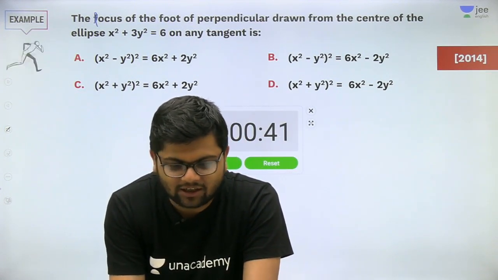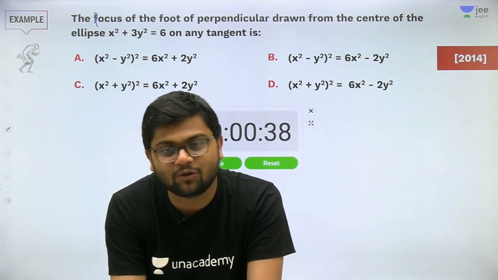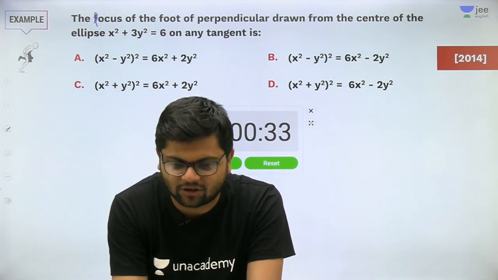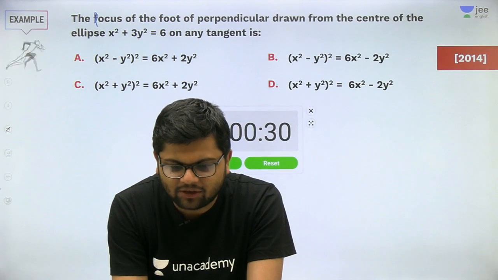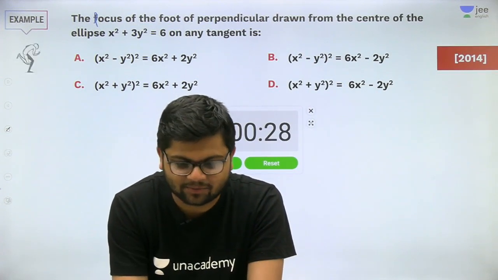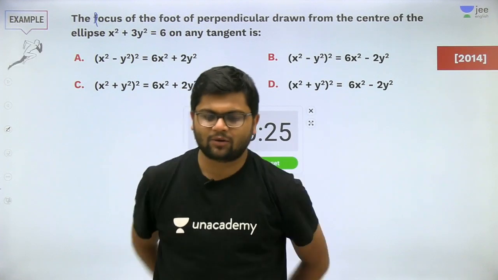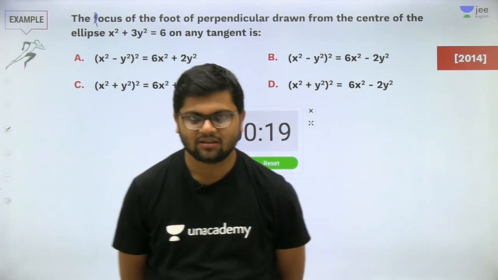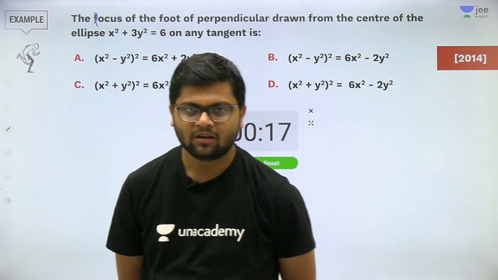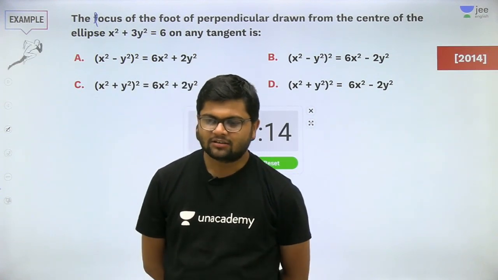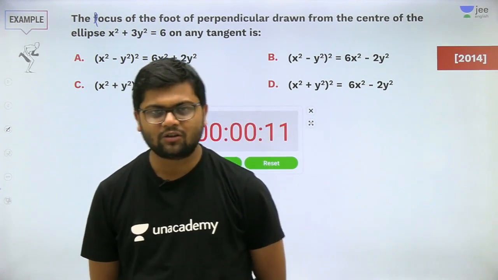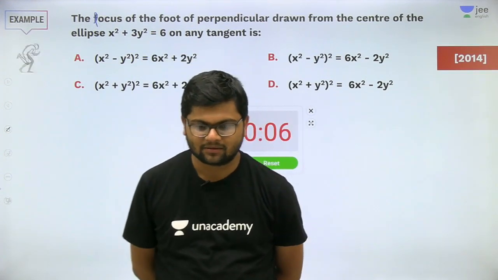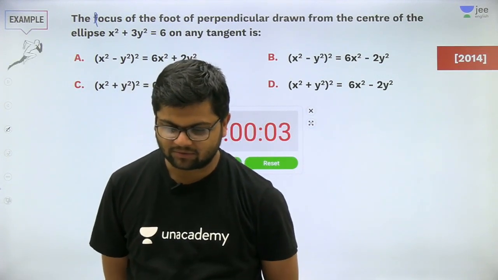No students, in the previous question we need to find the square of eccentricity, and students are saying that it is 1 by root 2, that is the eccentricity actually, but we need to calculate the square of eccentricity. For the foot of perpendicular drawn from the center of ellipse on any tangent, as I said in the previous question, just try to plot the figure. Once you plot the figure, the question will become very easy and you can easily solve it. Very good students, very good.